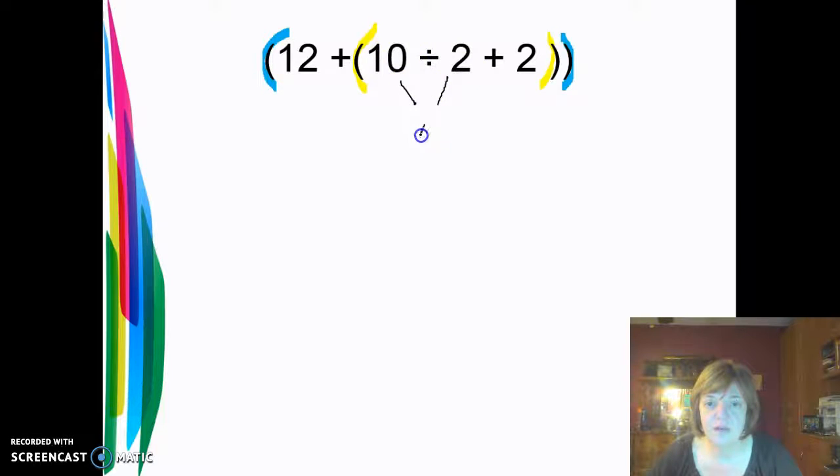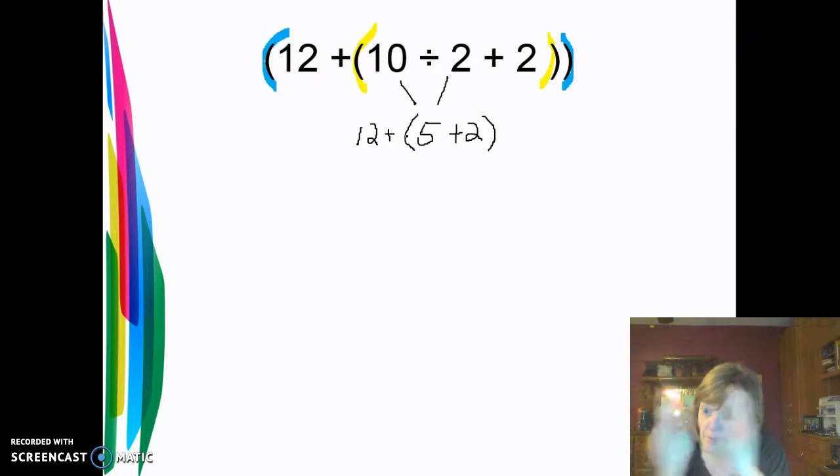10 divided by 2 is 5. Now we're going to put our plus 2. We probably can hang on to our parentheses, the yellow ones, just to show that that is together. And don't forget to copy the 12 plus. Rewrite the entire expression every single time with whatever's left. Okay, we're simplifying it. Should get smaller. Should always get smaller. Smaller, smaller, smaller.